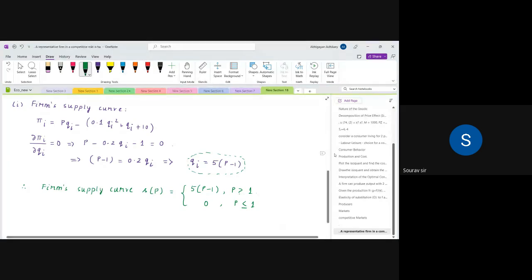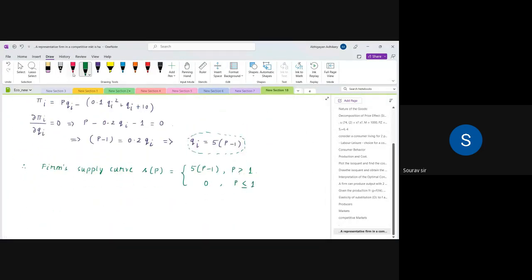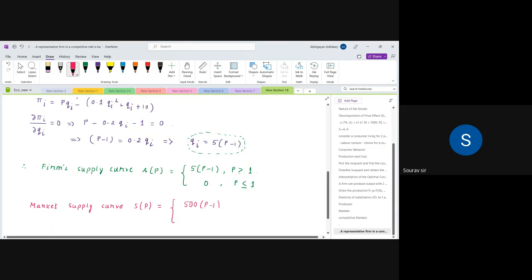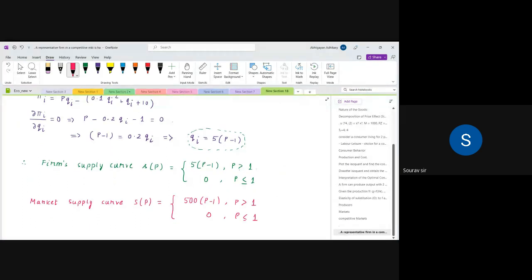After the firm supply curve, how many firms are there in the market? There are 100 firms, so the market supply curve, capital S of P, is simply multiplied: 500 into (P minus 1) for P greater than 1, and 0 if P is less than or equal to 1. So this is your answer to the first part of the question.